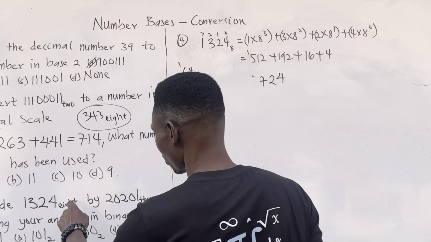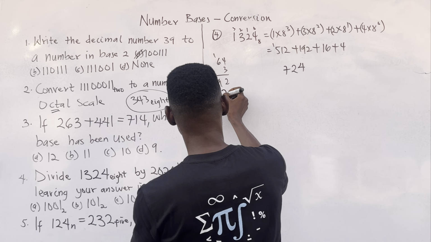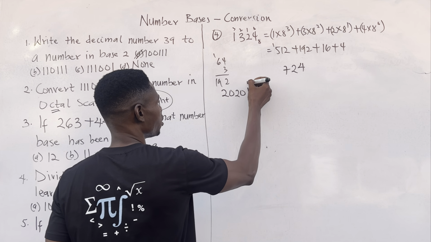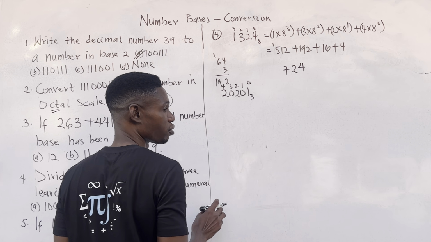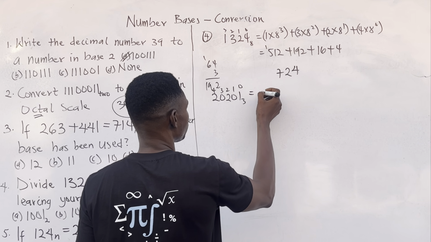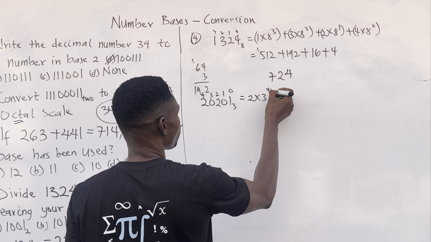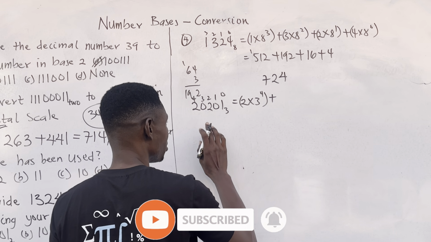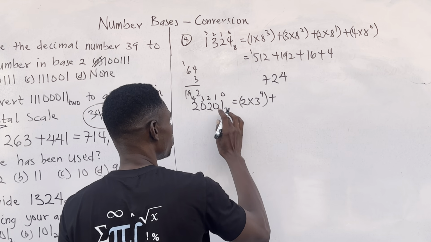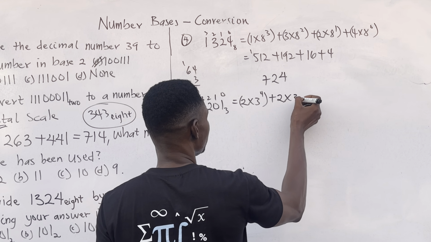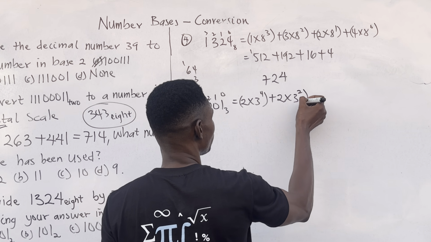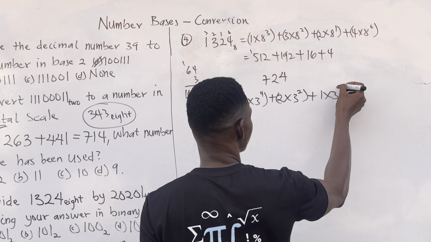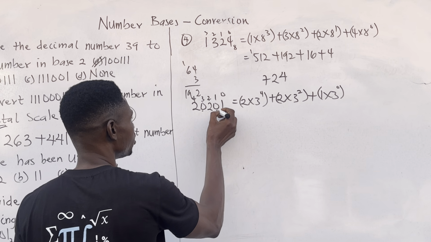as the first part. So the second one, we have 20201 base 3. So if we apply the same thing, 0, 1, 2, 3, 4, we'll have 2 multiplied by 3 raised to the power 4, plus the 0. Anyone that has 0, just skip it because the value will end up being 0, plus 2 multiplied by 3 raised to the power 2, plus 1 multiplied by 3 raised to the power 0. So we skipped these 2.